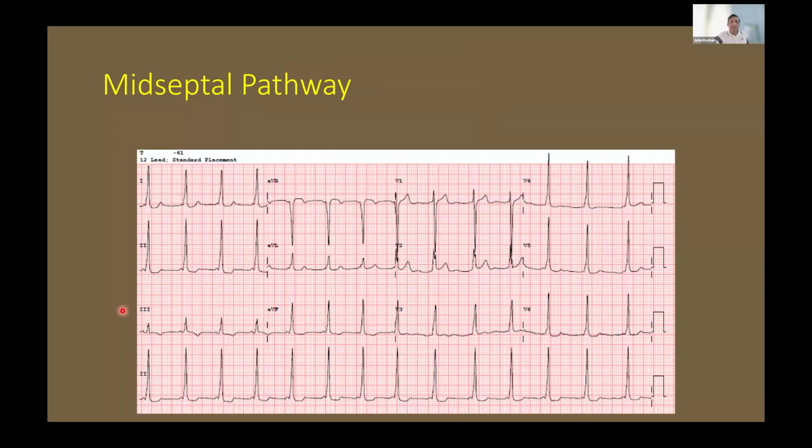Oh, sure. Thanks, Vivek. So this is a midseptal pathway here. You have it positive in the inferior leads. You have some positivity in V1 and V2, and lead 1 and AVL are positive as well.